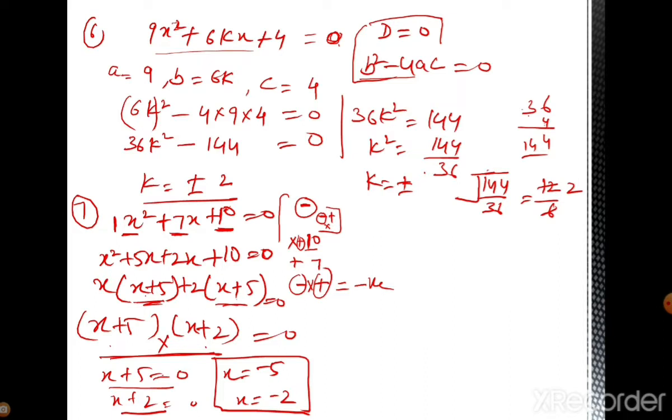So x is minus 5 and minus 2. These two are the factors of this equation. Now come to the next question.